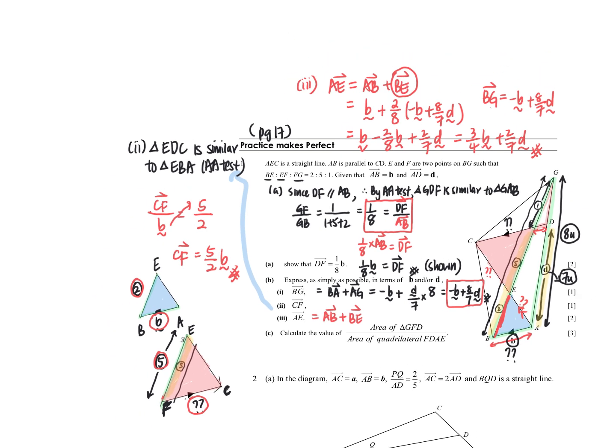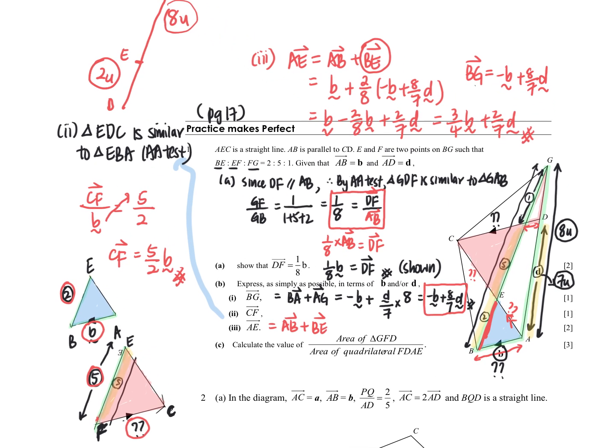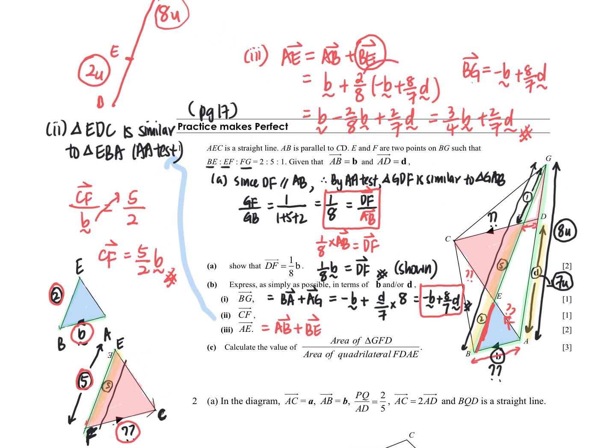You see the whole line BG is 8 units. So is 8 units, right? But BE is 2 units only. So I divide by 8 first, then I times 2 units. This one times this. This one times this. I expand the 2a inside.